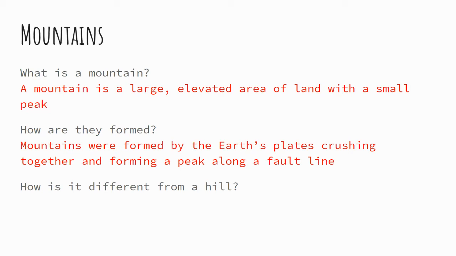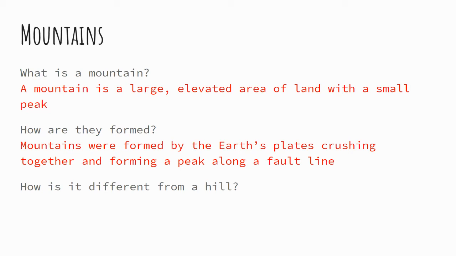Now, cities and towns don't generally exist at the very tops of mountains. Number one, because they're very high and very cold. But number two, because they are very steep, because they have this peak at the top. So that's a really helpful place for us to start.